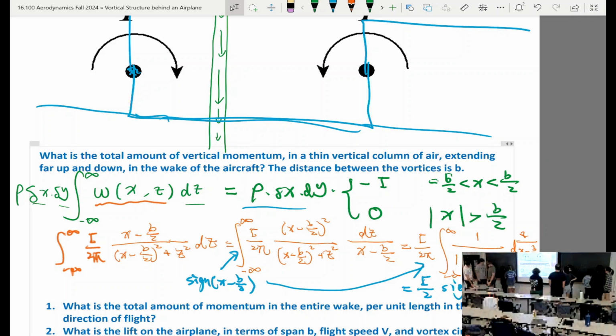You can even just change the bounds if you want for the dx. Yeah, that's right. You can change the bounds, because outside of minus half b and half b, this integral is 0, right? So there is no contribution. So it's just minus b. Yeah, this is very good.